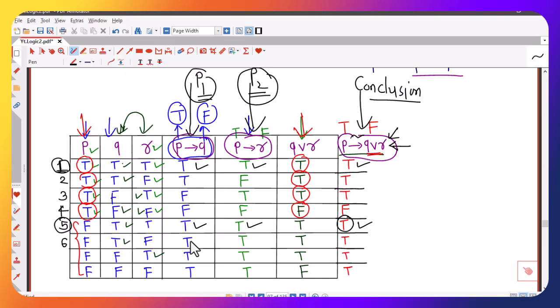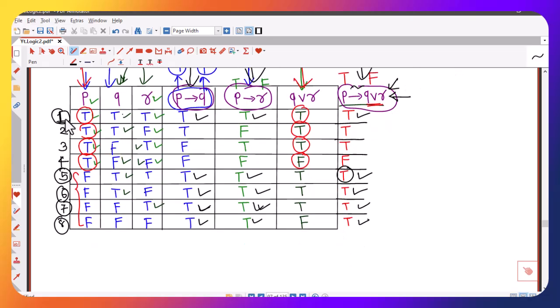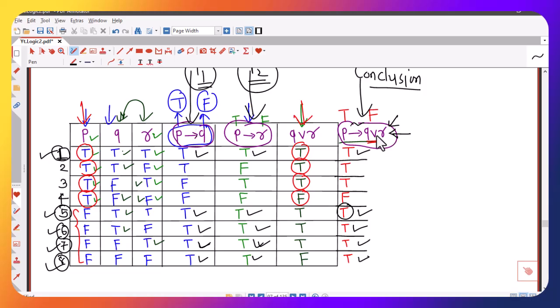Then what about the sixth row? Here also both are true and the corresponding value of the conclusion is also true. Same thing for the seventh row also. Whenever these two are true, P implies Q or R is also true, and in the last row P implies Q and P implies R both are true, implying that the conclusion is also true. So what we have seen in rows number 1, 5, 6, 7 and 8 is that the premises are true simultaneously and the corresponding truth value of P implies Q or R is also true.